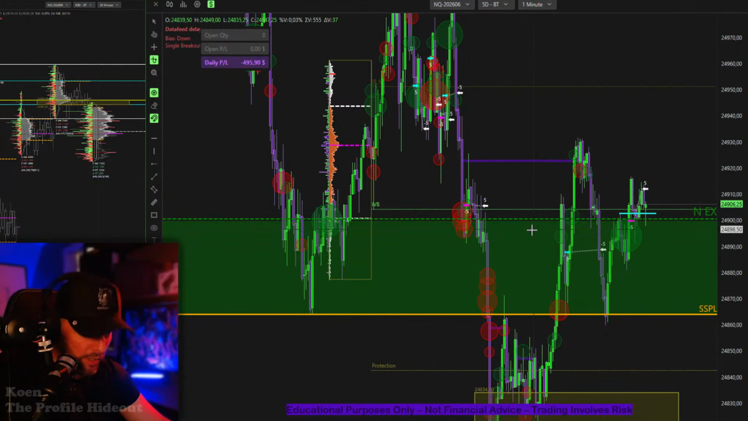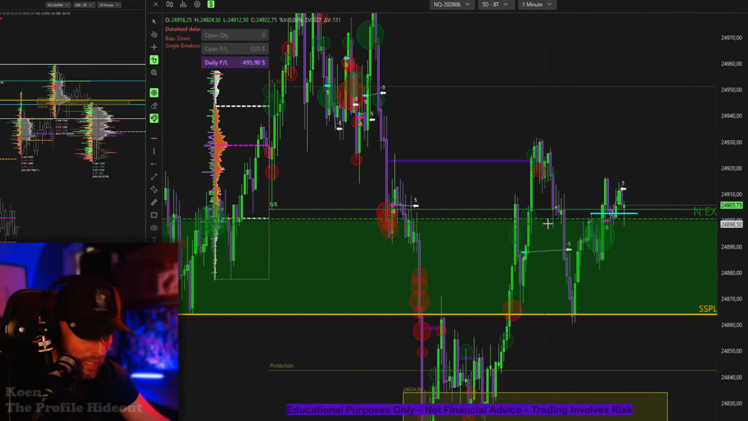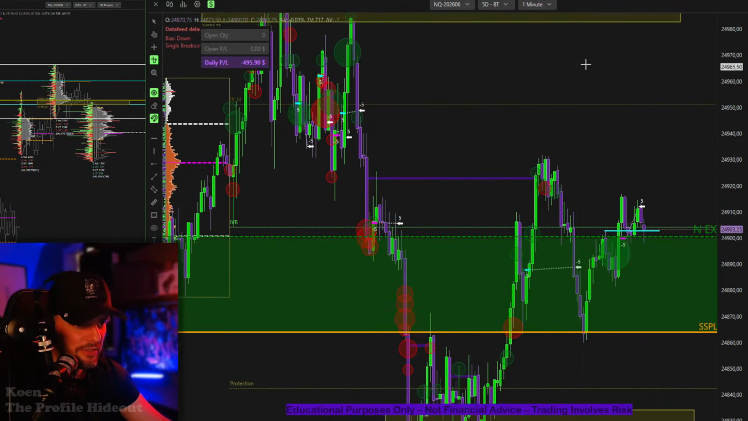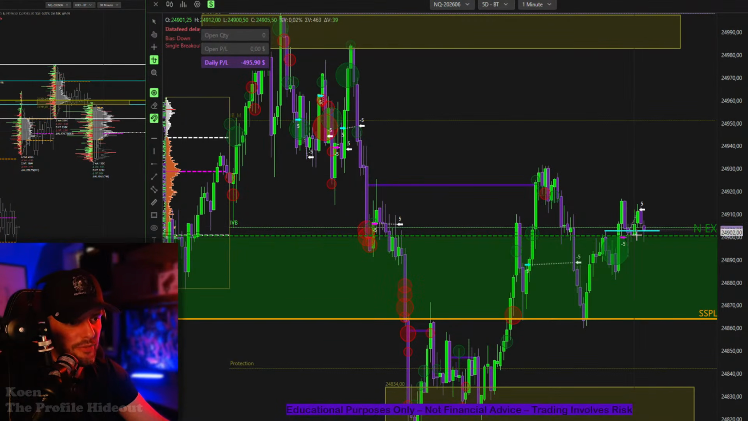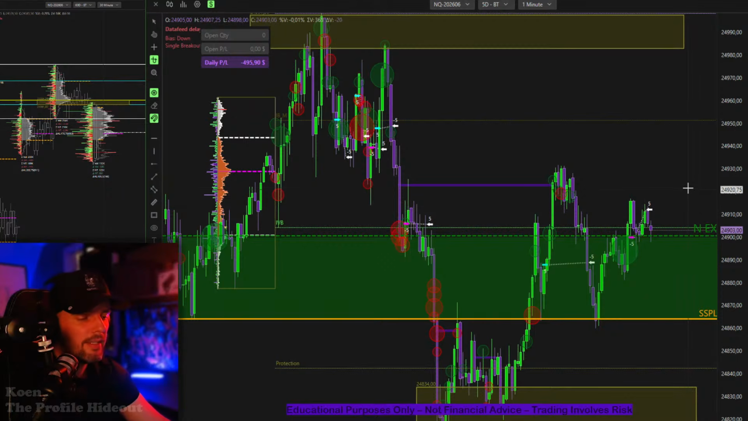There were some very obvious plays. The short was obvious for me. The level was obvious. Target was obvious. Long was obvious. There was just no oomph for continuation. And then after that, it's really just consolidating. So that last trade should not have been taken, really.